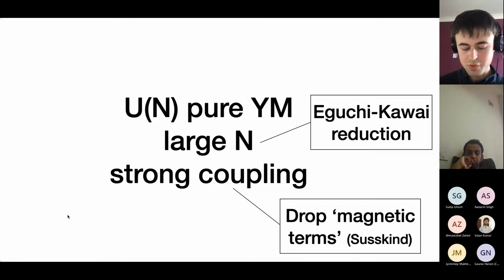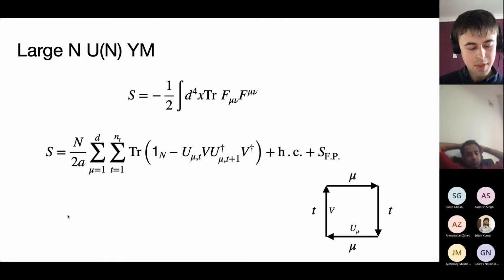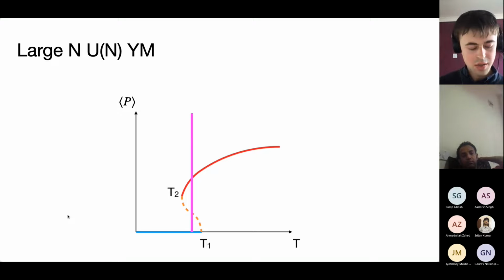And by strong coupling, we mean that we drop magnetic terms in the lattice formulation. So this is just the action familiar for large N U(N) Yang-Mills, and here we put it on the lattice with a gauge fixing term, and the length of the lattice is denoted by a. So the phase diagram for this theory looks like this with the unstable partial saddle, and we need to know how to probe this partial saddle numerically.